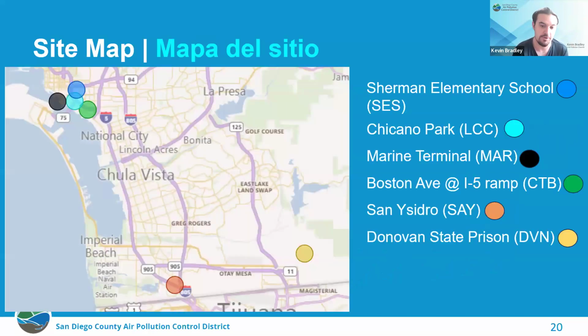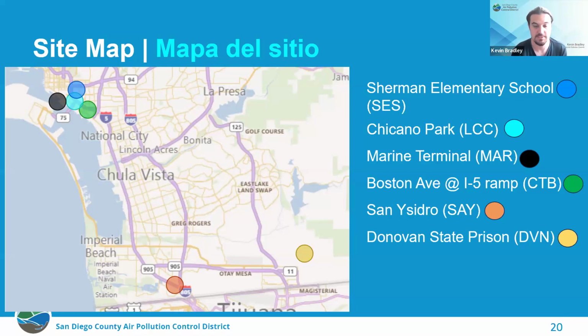So as far as where we're monitoring, these are the 6 sites where we monitor for metals at the moment, 4 in Portside and then 2 closer down by the border. So Sherman Elementary School in Sherman Heights, Chicano Park at the corner of Logan Ave and Cesar Chavez, the Marine Terminal on 10th Ave, and then the I-5 on-ramp at Boston Avenue. So you can see those abbreviations in parentheses. In the interest of space on these slides, we're using a lot of the site abbreviations. So I apologize. I try to avoid abbreviations as much as I can in these presentations to avoid confusion, but there are a few in here. And then San Ysidro and Donovan State Prison down closer to the border in San Ysidro and Otay Mesa, respectively there.